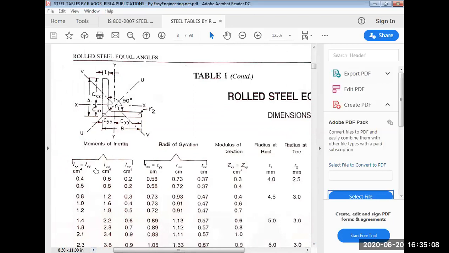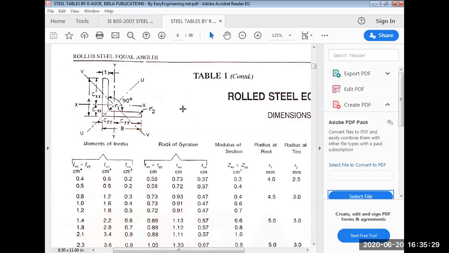Ixx, Iyy moment of inertia about x axis, about y axis. If it is an equal angle section, then Ixx and Iyy will be the same. If it is an unequal angle, then it will be Iuu, Ivv. Iuu means, see, about this axis the rotational moment of inertia, about this axis Ivv.